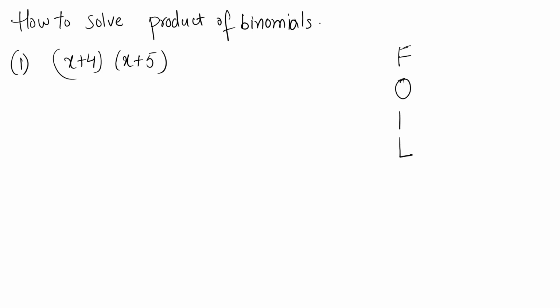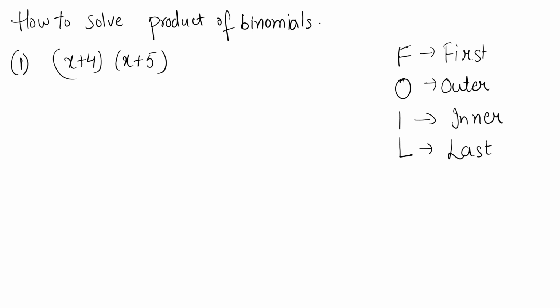What is the meaning of FOIL? F means first terms, O means outer terms, I means inner terms, and L means last terms. How will we use this method in this product of binomials?